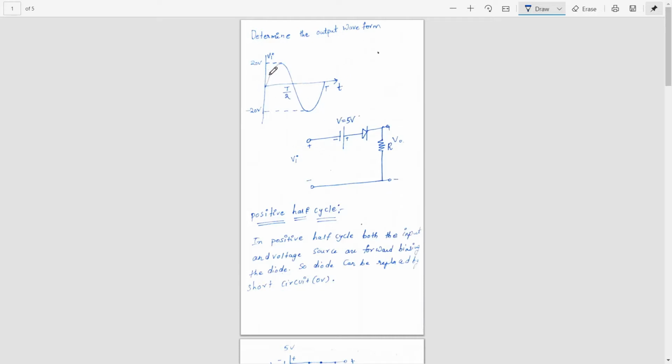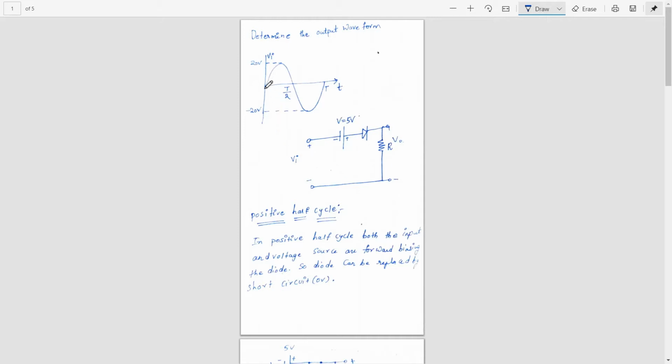The given input is a sinusoidal wave with peak amplitude 20 volt, and there is a voltage source of 5 volt, and there is a diode. This is an ideal diode as nothing is written here, silicon or germanium, and there is a resistor. So we need to determine the voltage across this resistor.